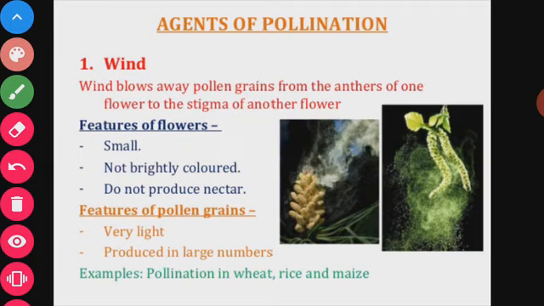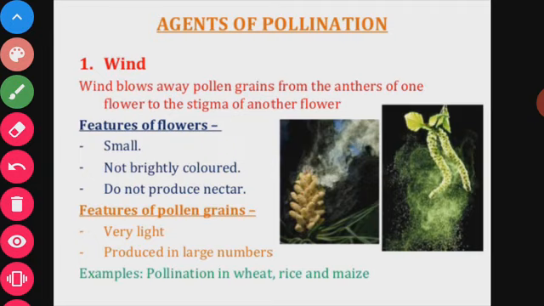Okay, dear students, in the previous lecture I have discussed pollination and types of pollination. What is pollination? The transfer of pollen grains from the anther of a stamen to the stigma of a carpel is called pollination.